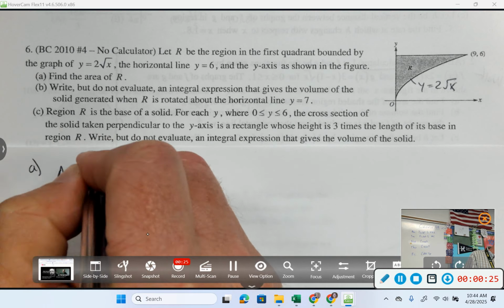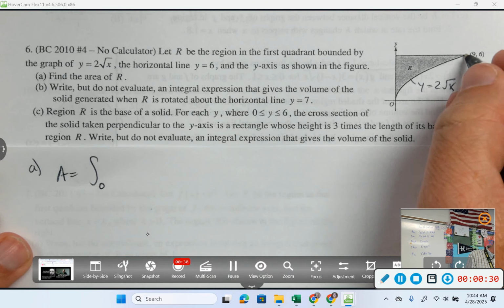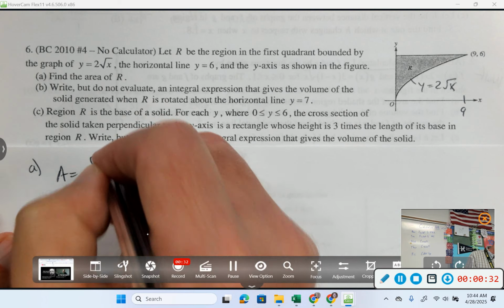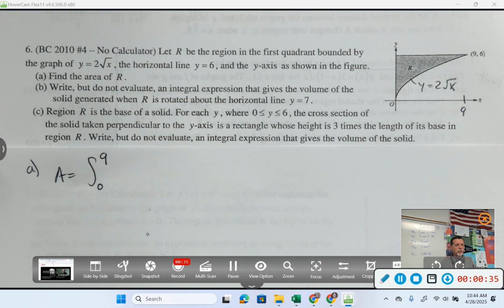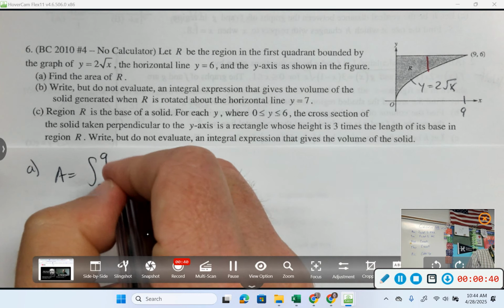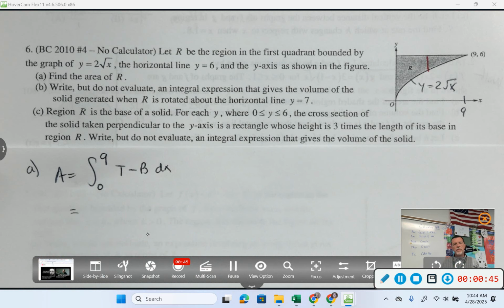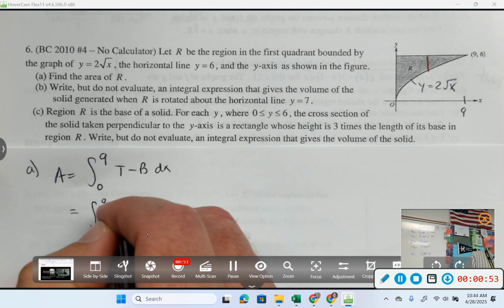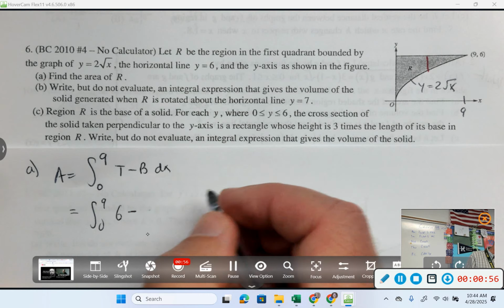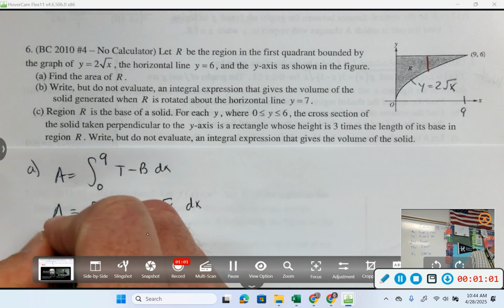Okay, area is integral top minus bottom from 0 to 9. I do need to be careful about this one. Top minus bottom. What's the top equal to? What function is the top function? Yeah, just y equals 6. So 0 to 9, 6 minus, and the bottom function is 2 root x.